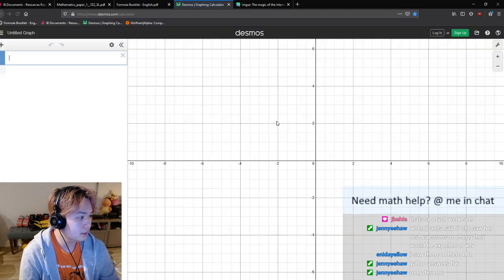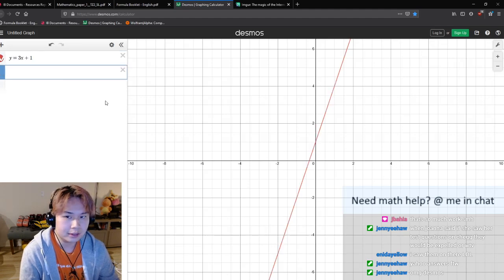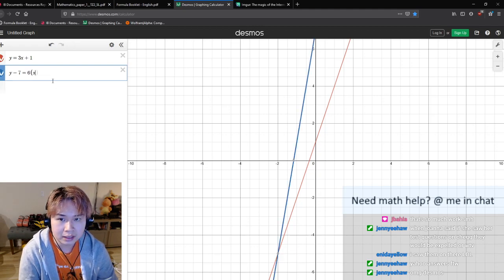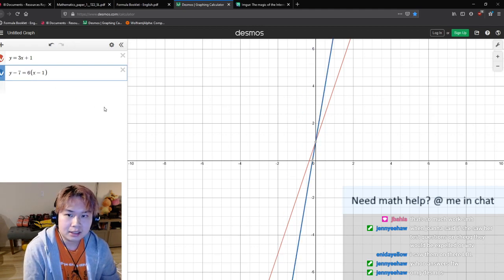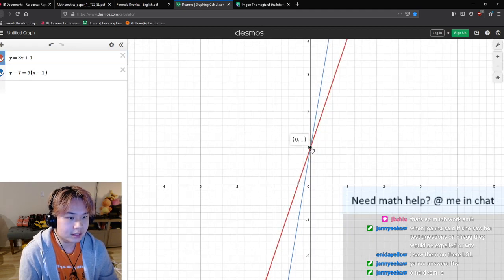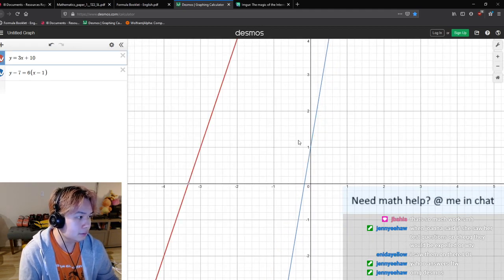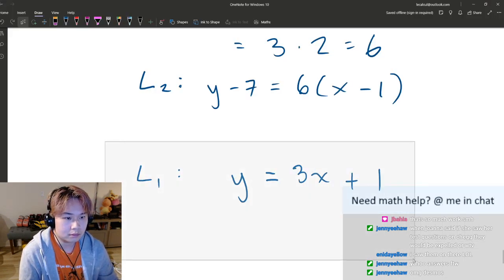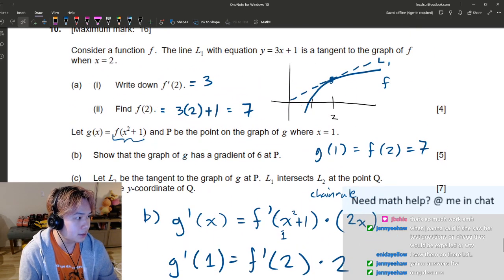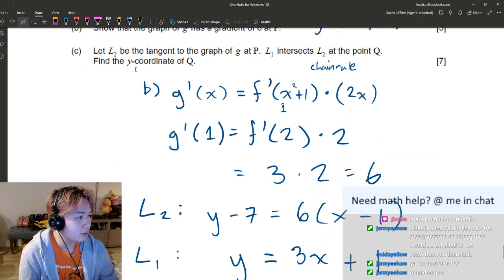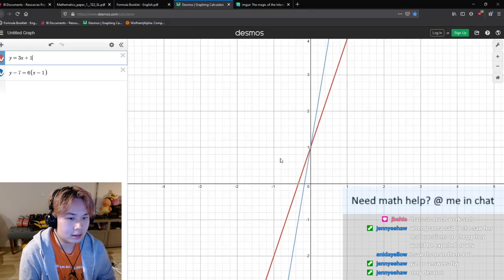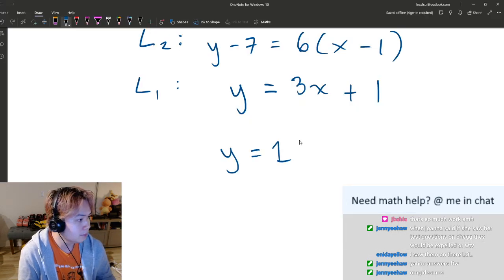Reset my grid. So there's 3x plus 1, and then y minus 7 equals 6x minus 1. So there's my intersection at 0 and 1. Yeah, Desmos, so useful. Find the y-coordinate of point Q. Well, the y-coordinate is just 1. So I guess I'll just say y equals 1.